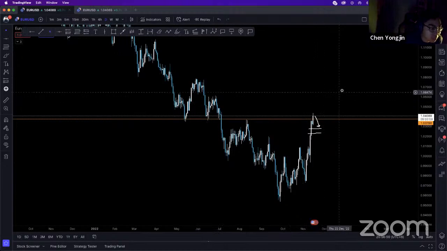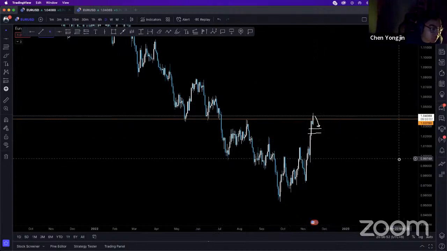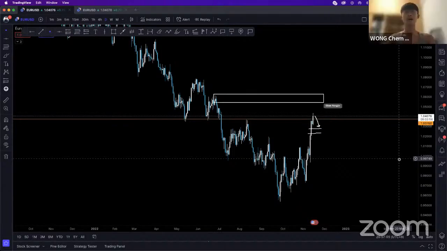So if the PPI is bad, price could possibly head up to this very nice supply zone right up there on the daily. Do you agree with that, Chen? Yeah, I do agree with you.